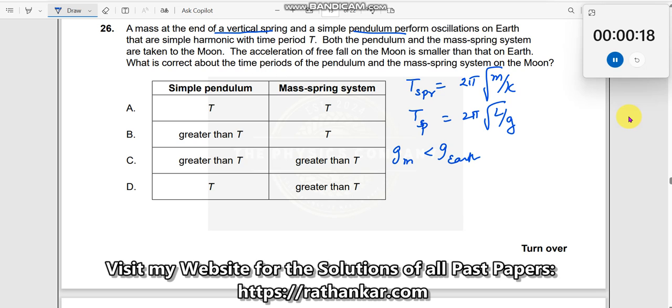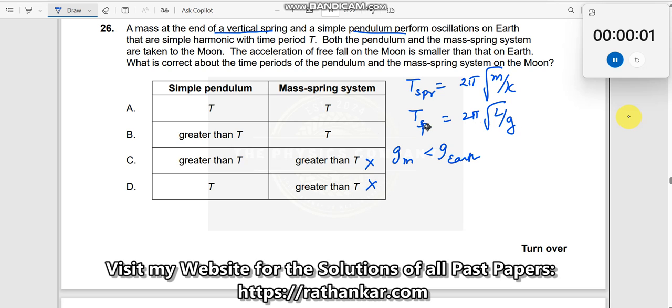What is correct about the time periods on both the places? See here, in case of the Moon, the spring will not show any effect because it does not depend on the value of g. So hence the spring mass system will have the same time period. Therefore these two are incorrect, and amongst these you need to choose.